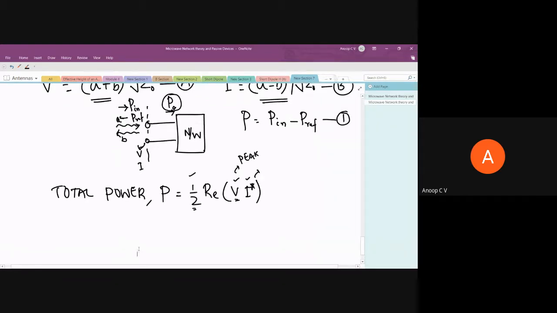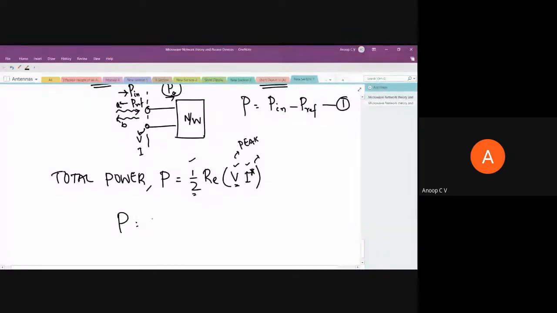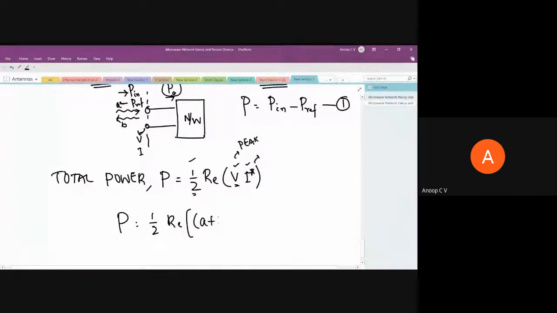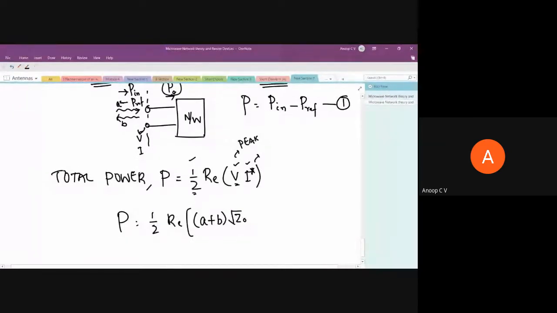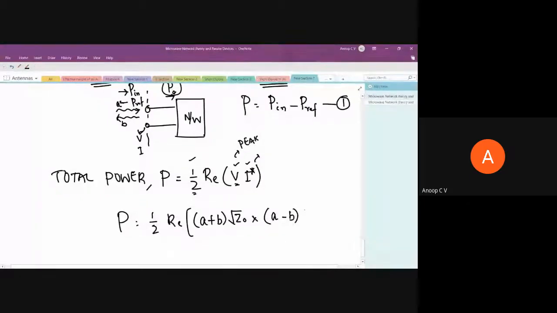Maybe for your future. So I can write now P is equal to half times the real part of, I can write V as A plus B times root of Z naught, into I conjugate. I is A minus B divided by root of Z naught, but I conjugate will be actually what?